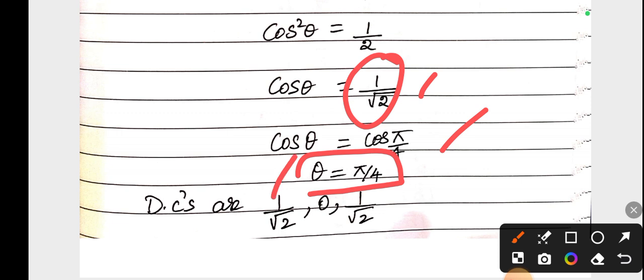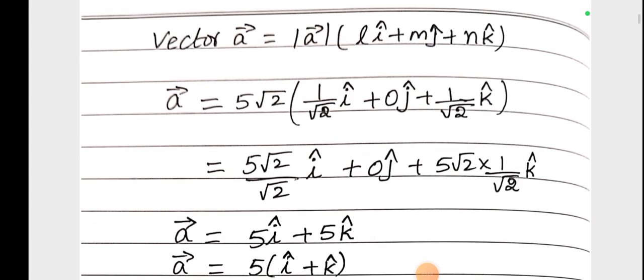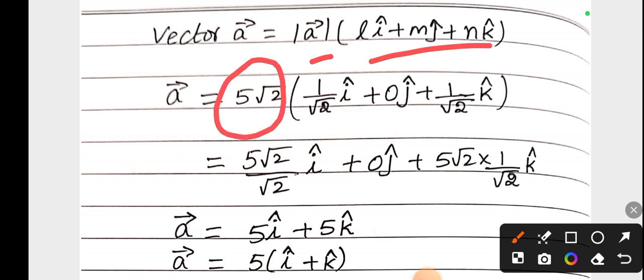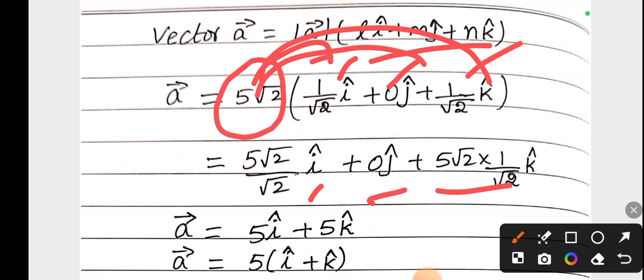So the direction cosines are 1 by root 2, 0, and cos 45 degrees, 1 by root 2. So 1 by root 2, 0, 1 by root 2 is your direction cosines. But they are asking for the vector. The vector A is the magnitude of A times l i cap plus m j cap plus n k cap. The magnitude of A is 5 root 2. So 5 root 2 into 1 by root 2 i cap plus 0 j cap plus 1 by root 2 k cap. Multiply, children. 5 root 2 by root 2 i cap. 5 root 2 into 0 j is 0. 5 root 2 into 1 by root 2 cancels and you will get 5 k cap.